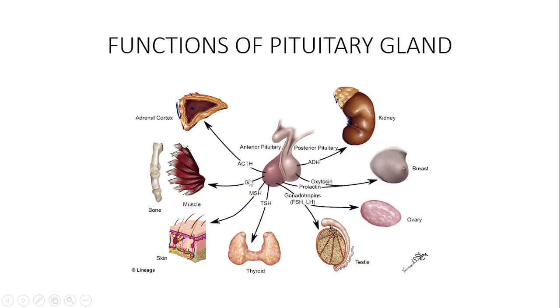What does the growth hormone do? It regulates growth. In other words, our height, bone length, and muscle growth. So growth of muscle and growth of bone, they are dependent on what? The growth hormone.